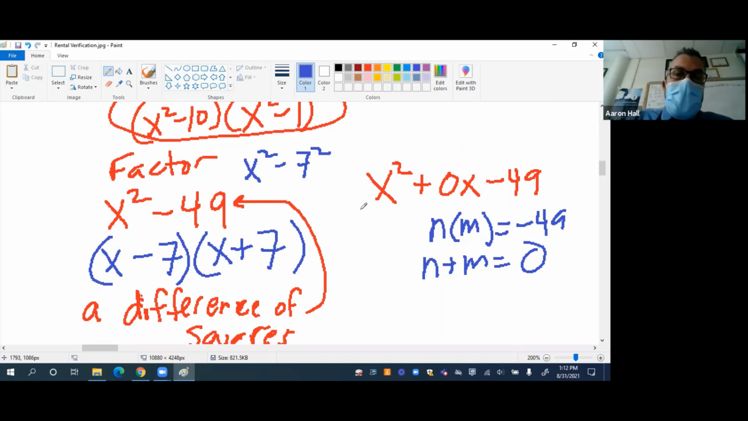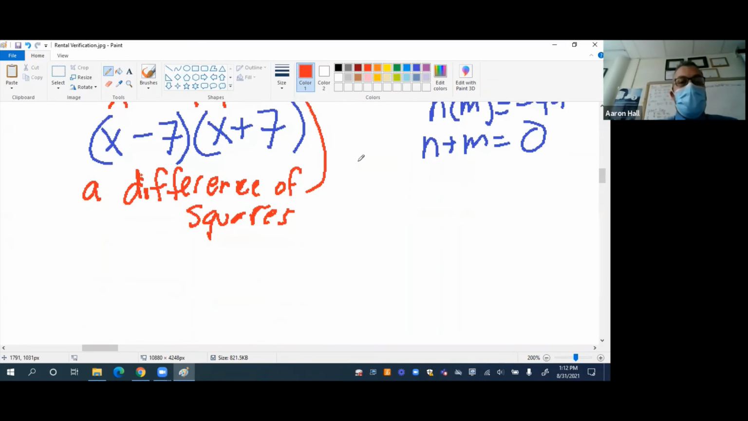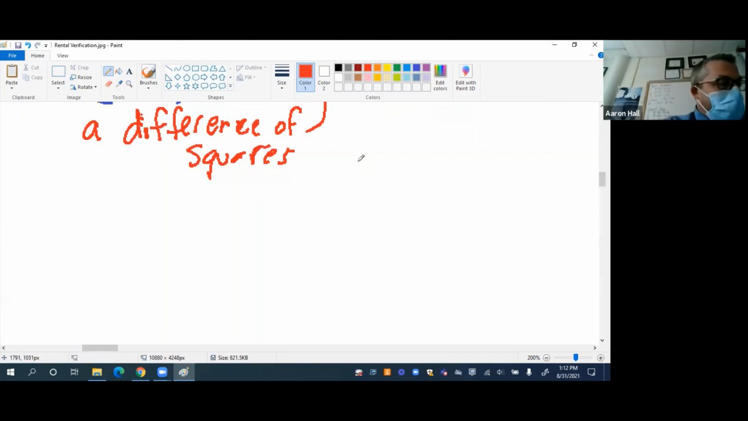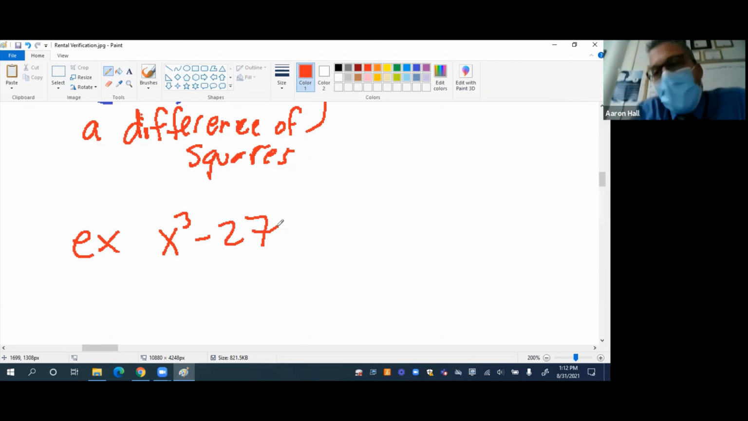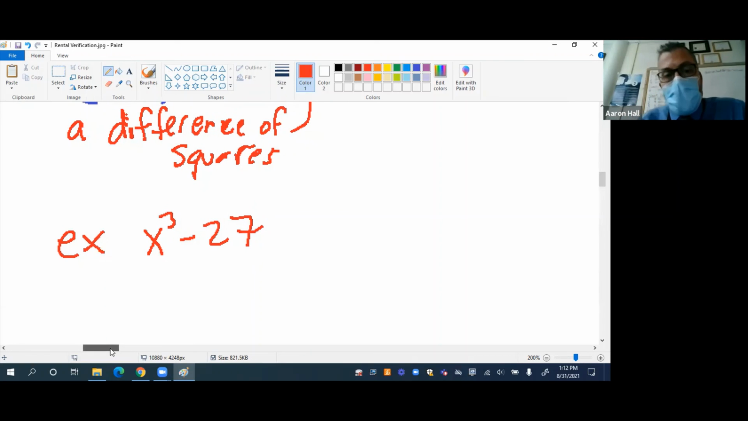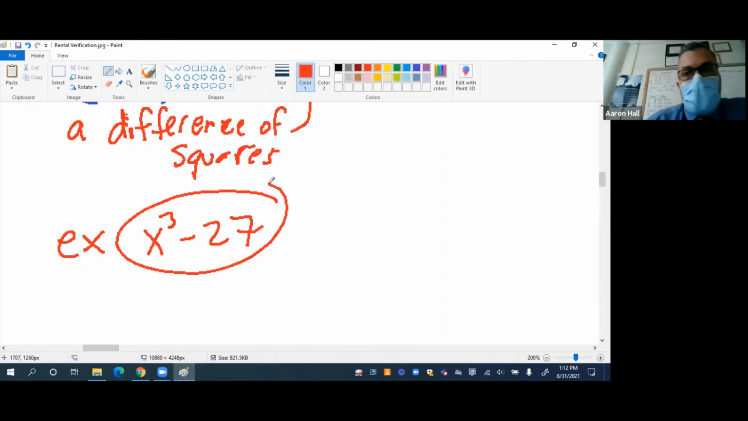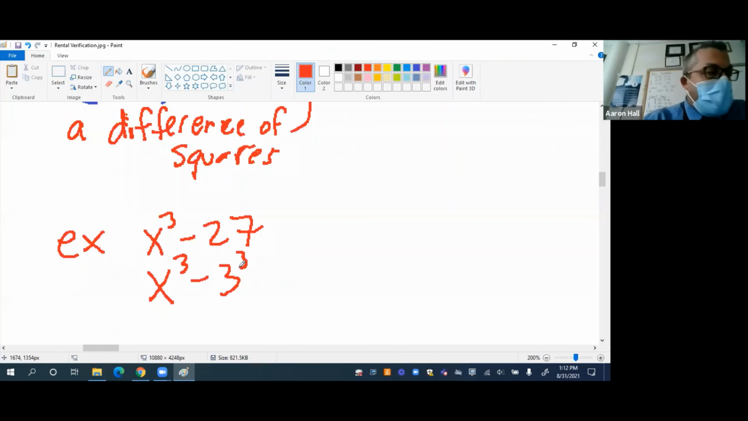If there's a difference of squares, there's probably a difference of cubes. What if I have x cubed minus 27? Now, this is actually something you do have to learn. This is our formula. I don't think it shows up in calculus very much, but since this is a review, I wanted to throw this in. Is this a difference of cubes? Yes. This is x cubed minus 3 cubed.